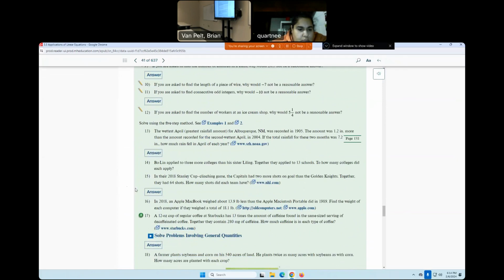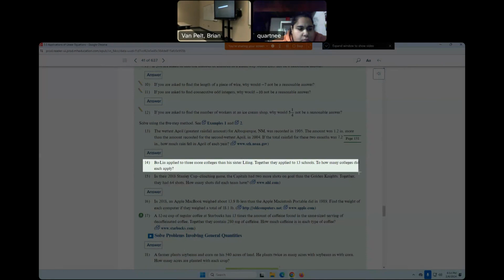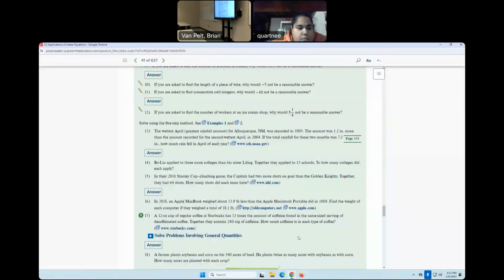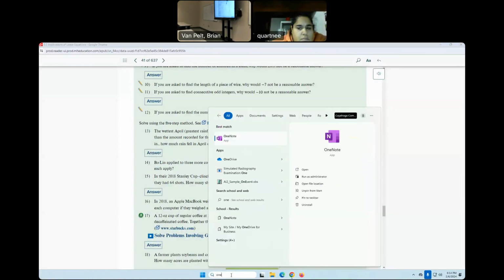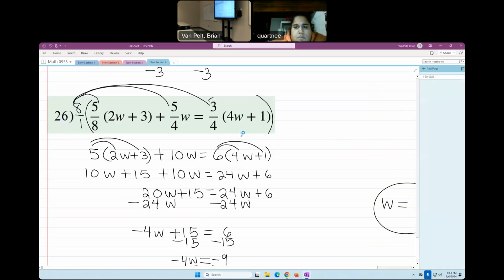All right, so the game plan is this. I'm going to do the different styles of word problems. They have similarities, that's why they're all grouped together here. But there will be several different types. I'm going to do a new page for this.